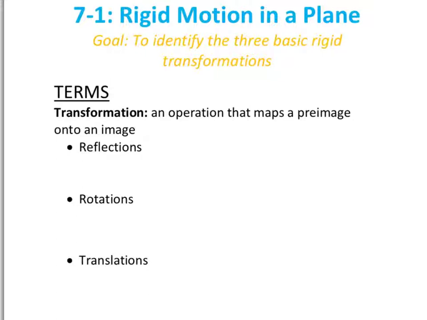The first term here is transformation. So this whole chapter is about transformations. We're going to talk about them and the way they work. Basically, it's an operation that maps a pre-image onto an image. Maps is just another word for moves.